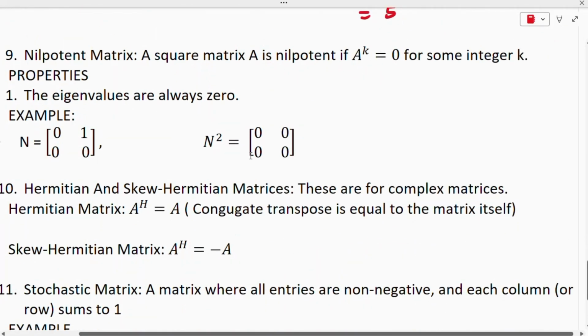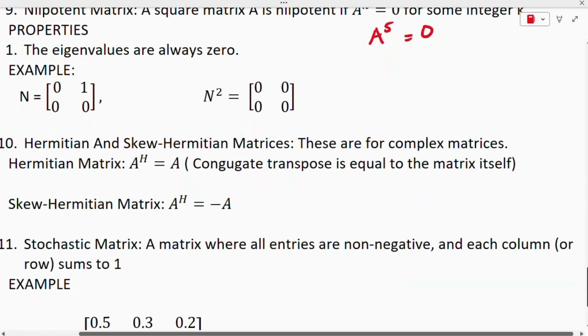Number 9, nilpotent matrix. A square matrix A is nilpotent if A raised to the power of k equals 0 for some integer k. Now this simply means that a matrix A raised to some power, say 5, must be 0. Now let's try out this matrix. We have a matrix N, which is 0, 1, 0, 0. So if we take N raised to the power of 2, and we say that if A raised to the power of k is 0, that is, if any matrix raised to the power of k for some integer gives 0, then that matrix is 0, 0, 0, 0. That is what it means by a nilpotent matrix. And the property is that the eigenvalues are always 0.